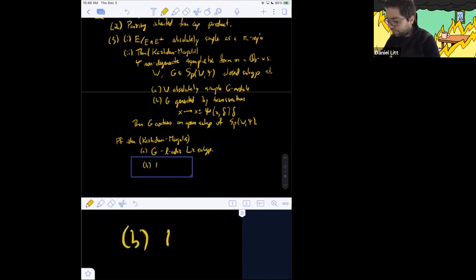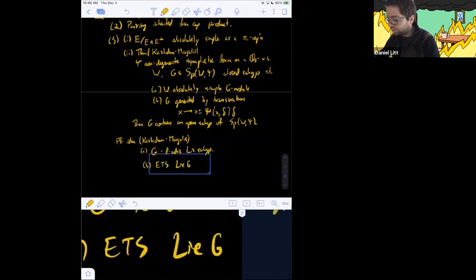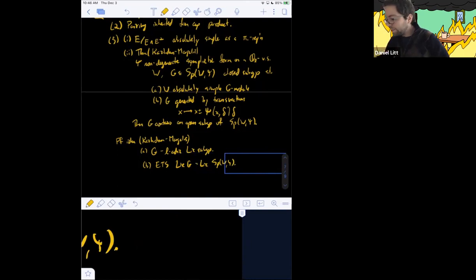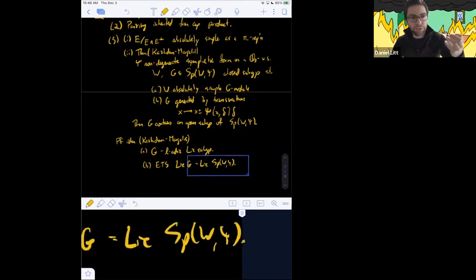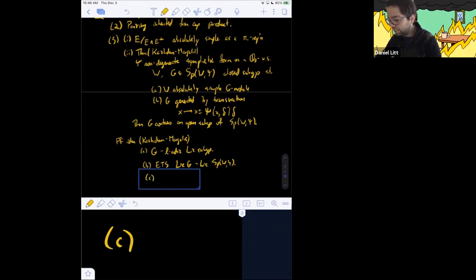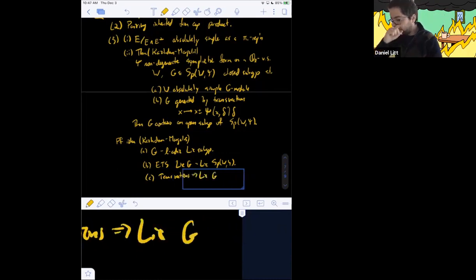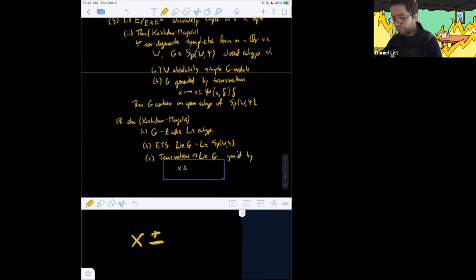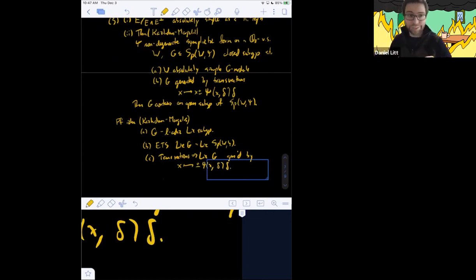So once you know this, it's enough to show that the Lie algebra of G is equal to the Lie algebra of SPWC. This is just because there's an L-adic exponential. So if you contain the Lie algebra, then exponentiating, you get an open subgroup. Okay, and now C: being generated by transvections implies that the Lie algebra of G, just by taking logarithms, is generated by x goes to plus or minus C x delta delta. So this is just what you get when you take logarithms here.